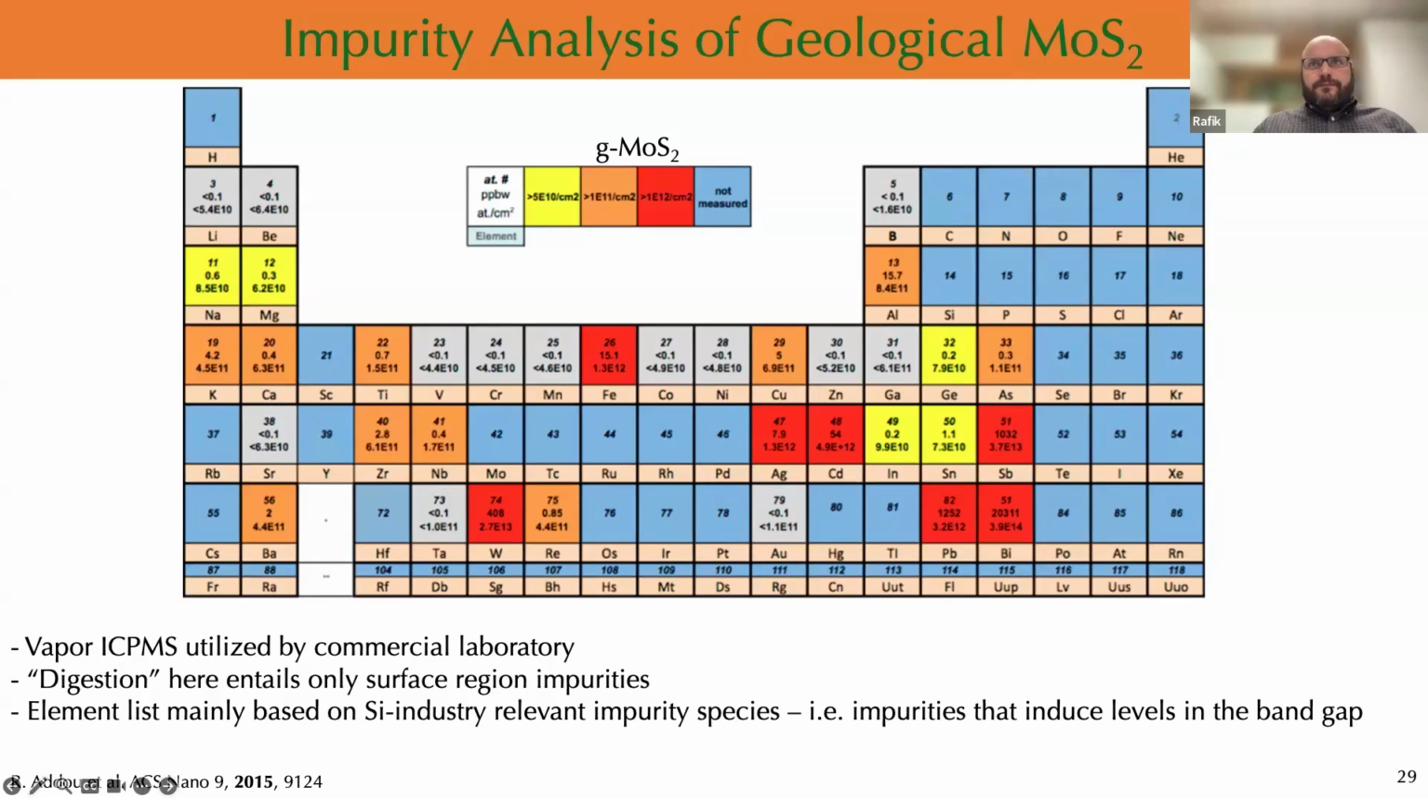So for that, you see that some elements, for example iron, tungsten, silver, cadmium, lead, bismuth, antimony, are at very high density, higher than 10^12 per centimeter squared. And those impurities, if present in silicon, will induce levels in the band gap, especially the red ones here.